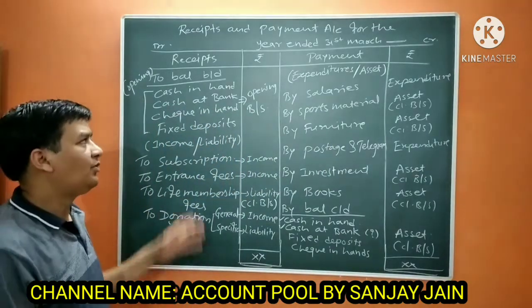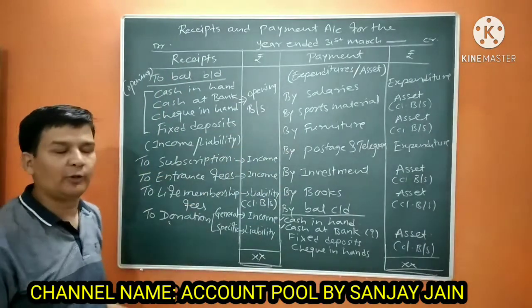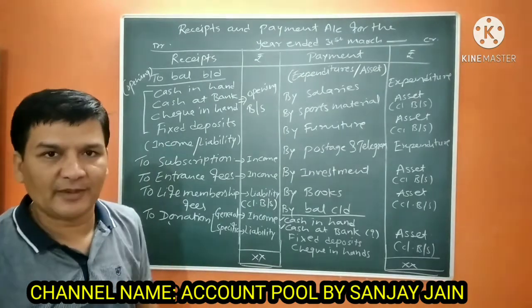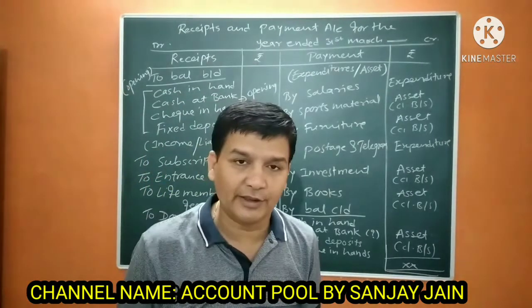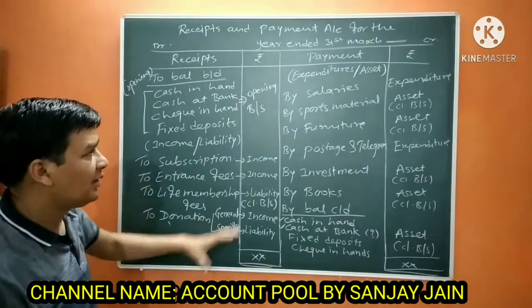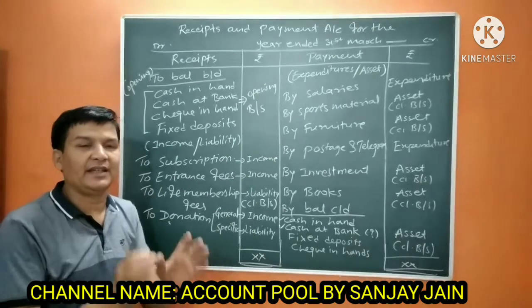Now, when you know the items where we are going to post, that means when we are going to prepare income and expenditure and balance sheet, both the balance sheet, we are damn clear that each and every item will go in a specific area only.